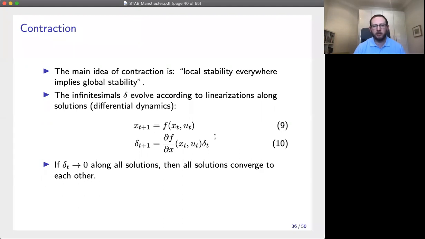Here, this is the Jacobian of F. And the basic idea is that if this differential dynamics is stable, that is, if all linearizations along all possible solutions are stable, then all solutions converge to each other. The way you think about this is, if you've got a long chain, and every link in the chain gets shorter, then the chain itself must get shorter as well.